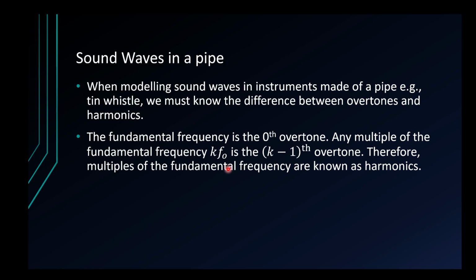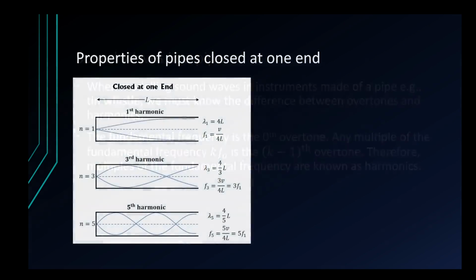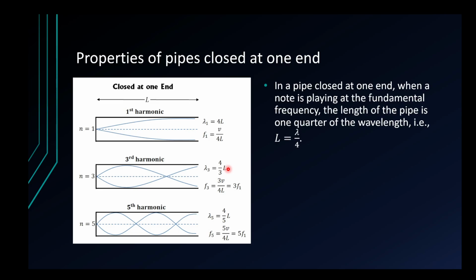Now, this actually changes depending on if your pipe is open or closed. So we'll start with a pipe that has a closure at one end. In a pipe closed at one end, at its fundamental frequency, the length of the pipe is a quarter of the wavelength. We can see here in this diagram. They've done it slightly differently, where they put the wavelength as 4 times the length, but it works the other way. I tend to just do length as a quarter of the wavelength.